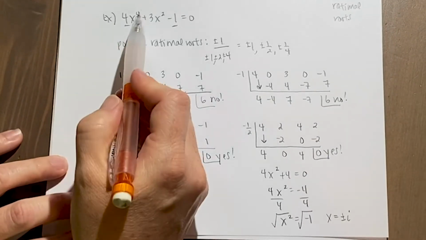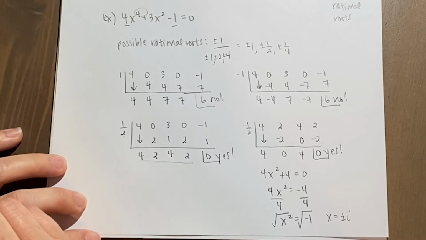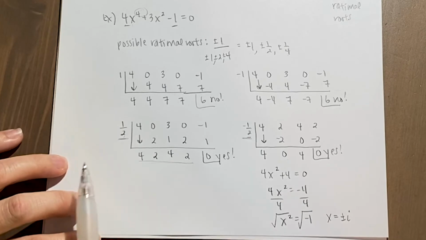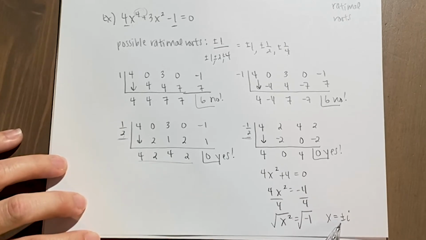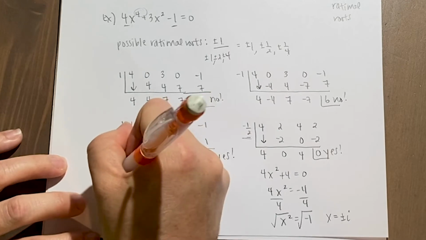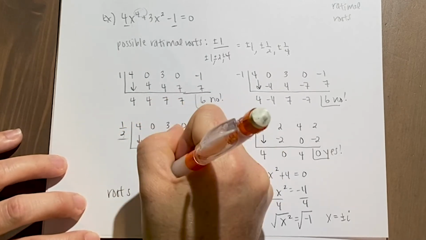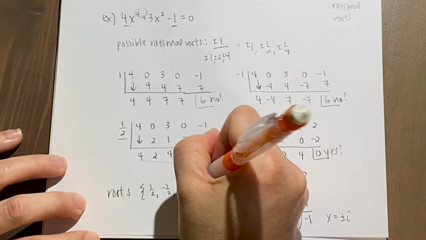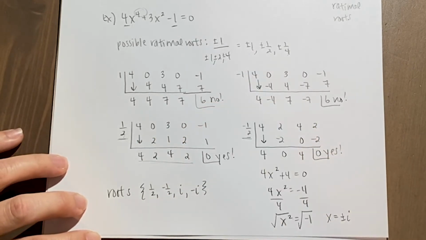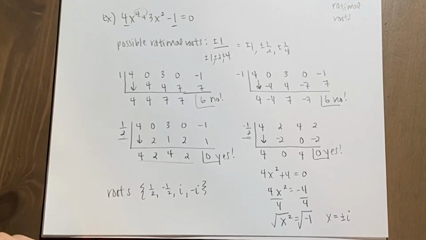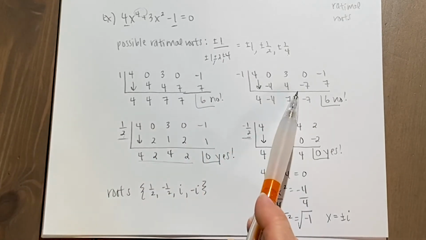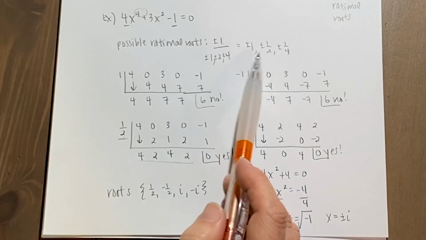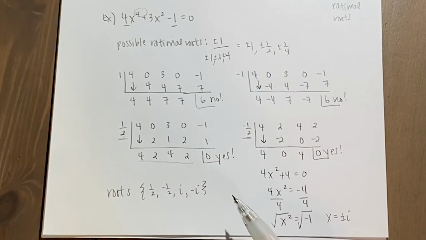All right, so this was a 4th degree equation, and I do have 4 solutions. +1/2 worked, -1/2 worked, and then when I solved it, I got positive i and negative i. So my roots or solutions are 1/2, -1/2, i, and negative i. So that's how you use a list of possible solutions to solve. There was some work involved where we had some that we tried and they didn't work, but we just kept going down our list until we found one that worked.